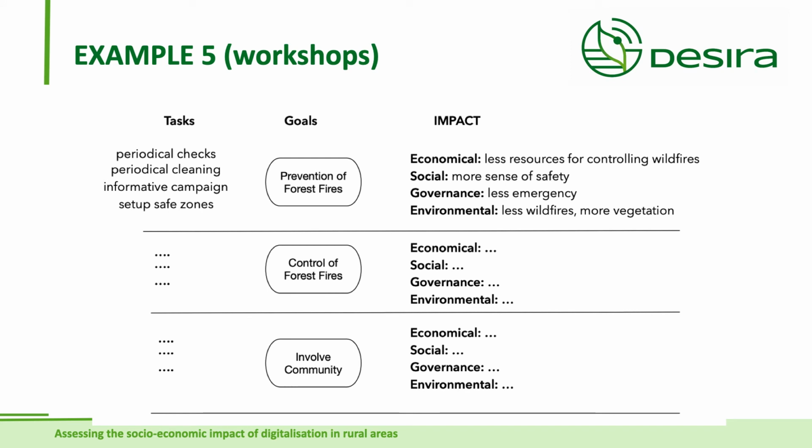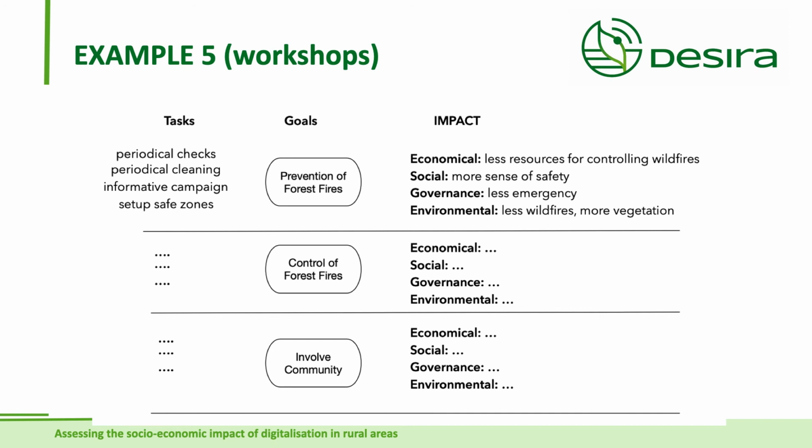In our case, you can take the first goal, which is the prevention of forest fires, and you can list the associated tasks, which are periodical checks, periodical cleaning, informative campaign, and setup of safe zones. Then you list the different impacts.